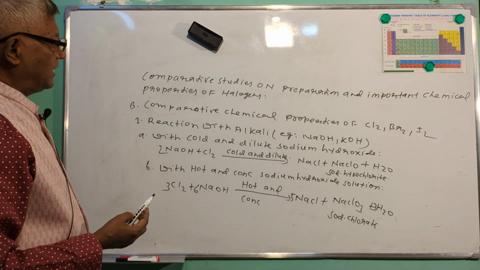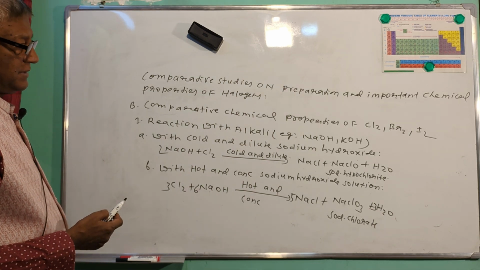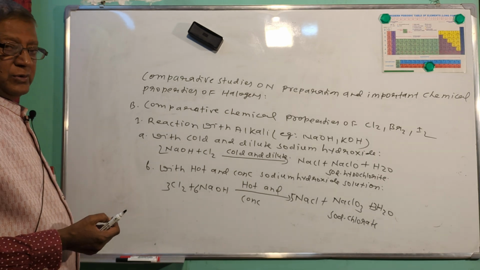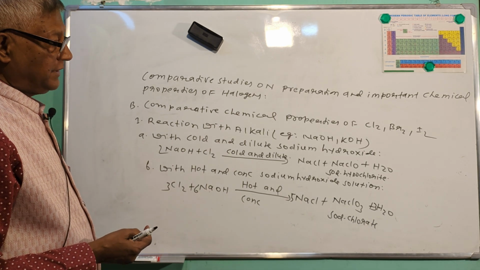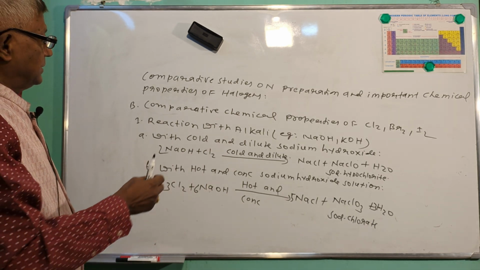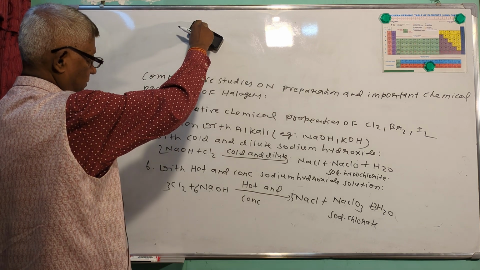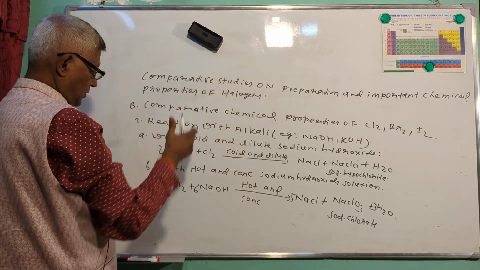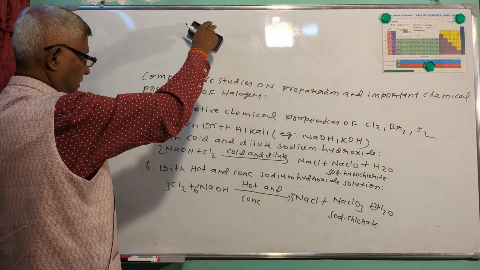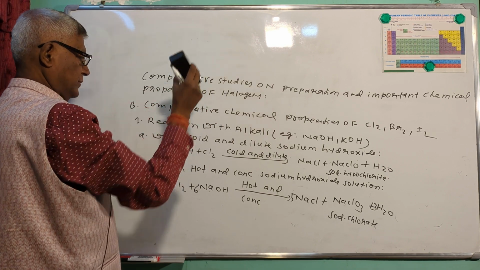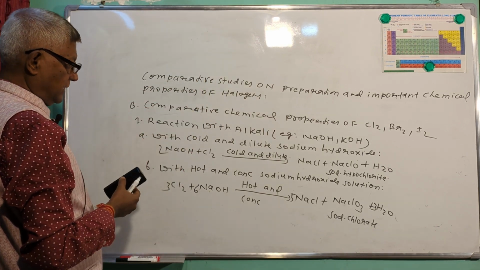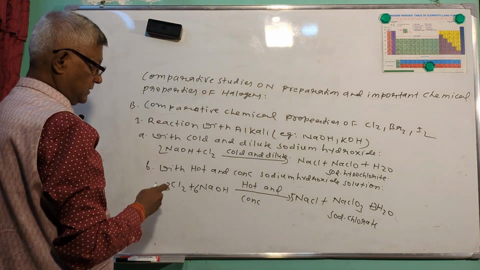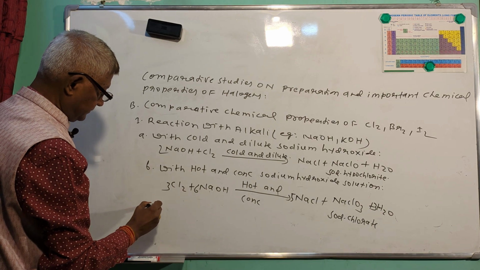We have to do the balancing. Sometimes it is the hit and trial method. Sometimes we have to balance by the partial method. I have already taught you. Yes. So the reaction with alkali. So what do you see? Reaction with alkali with cold and dilute sodium hydroxide. So what do we get? Bromine.